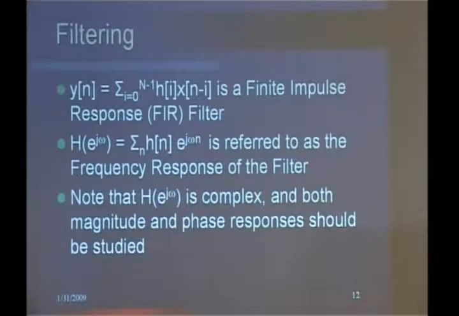Right? So before I proceed ahead, I think all of you are familiar, but anyway, H of e to the power j omega, which is the Fourier transform, with a negative sign in the exponent, e to the power minus j omega n, is referred to as the frequency response of the filter. H of e to the power j omega will be complex, so magnitude and phase are both plotted. I think these things you are all very familiar with.